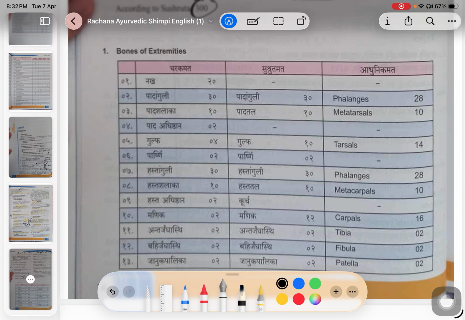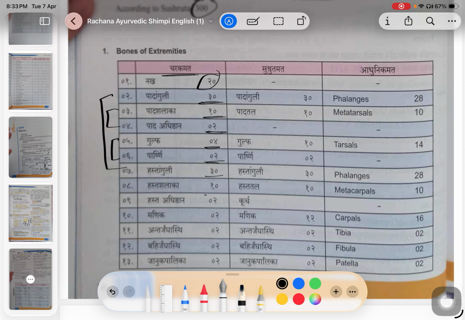Bones of extremities. So all these are classifications. Nakha are 20, Pad Anguli 30, Pad Shilaka 10, according to Acharya Charak. Charak Mat is in the opinion of Charak. Padadhishtan 2, Gulf they have considered 4, Parshni 2, Hastanguli 30 again. So these are similar. These are to be learnt together, right? These can be learnt together. That's how you will not forget it.